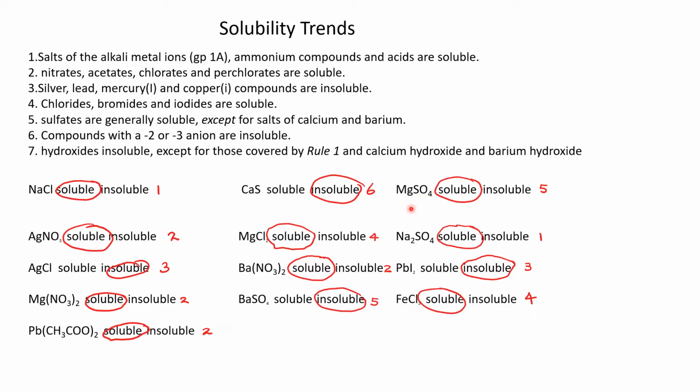Magnesium sulfate is soluble according to rule number 5. Sodium sulfate is soluble according to rule number 1. Lead iodide is insoluble according to rule number 3. Iron chloride is soluble according to rule number 4. Also, you have to remember that these rules have a priority. So you go to the first rule, and if that doesn't apply, you go to the second rule and so on.